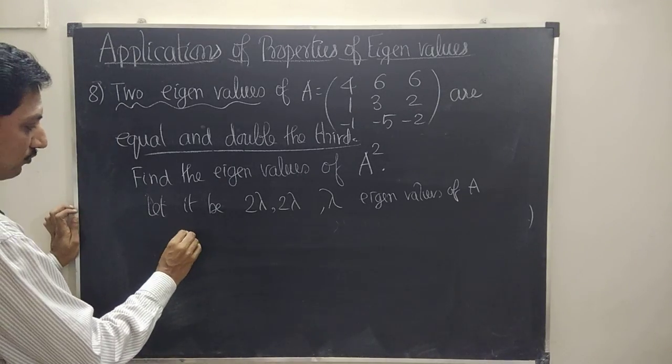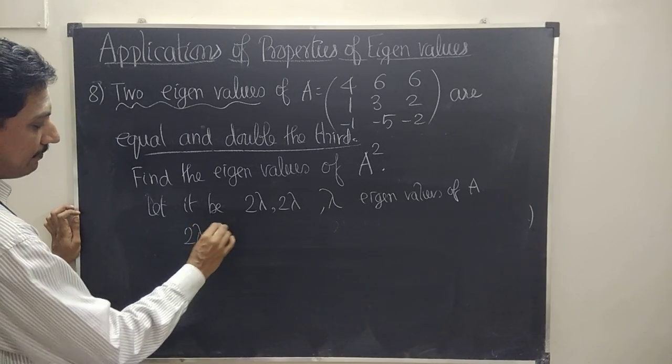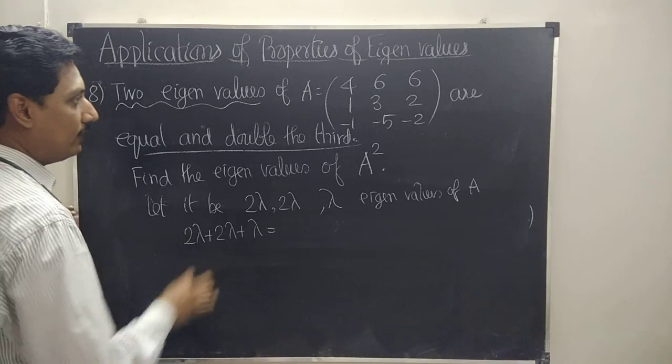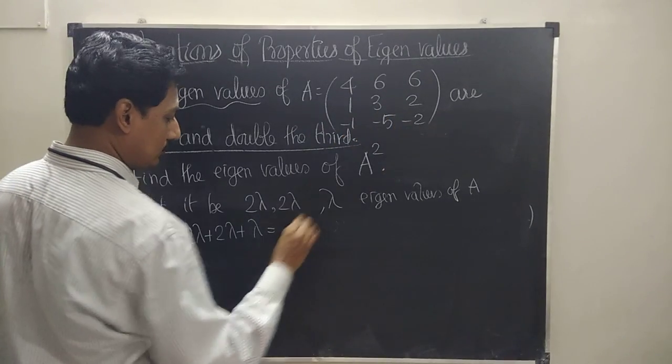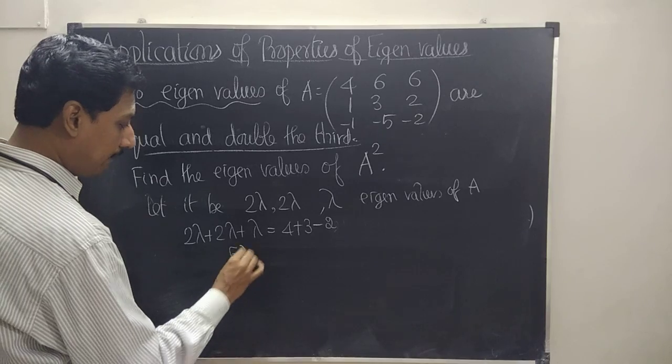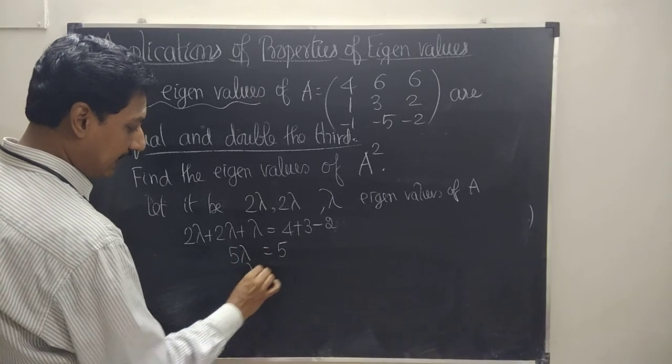By using the property, the sum of the leading diagonal elements is equal to the sum of the eigenvalues. So 4 plus 3 minus 2, so it is 5 lambda is equal to 5. So by that way, lambda is equal to 1.